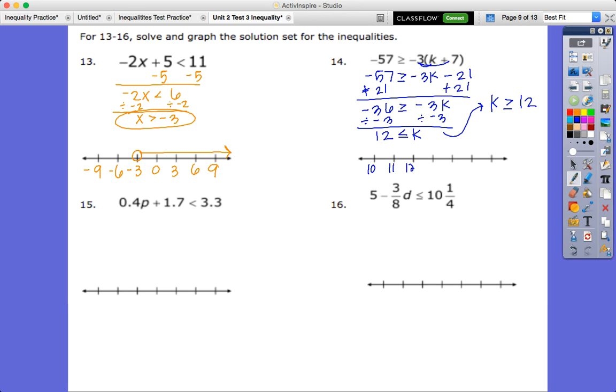I'm going to do my number line starting at 10 and do 10, 11, 12, 13, 14, 15, 16. We're going to have a closed circle at 12, and k is greater than or equal to 12, so we're going to go in the greater than direction.